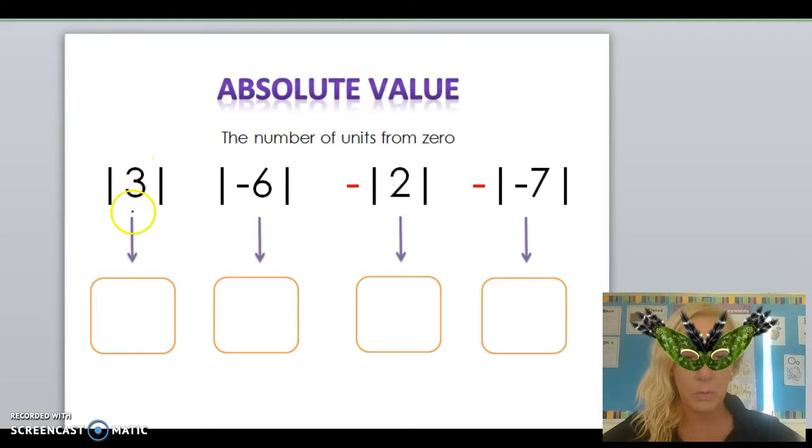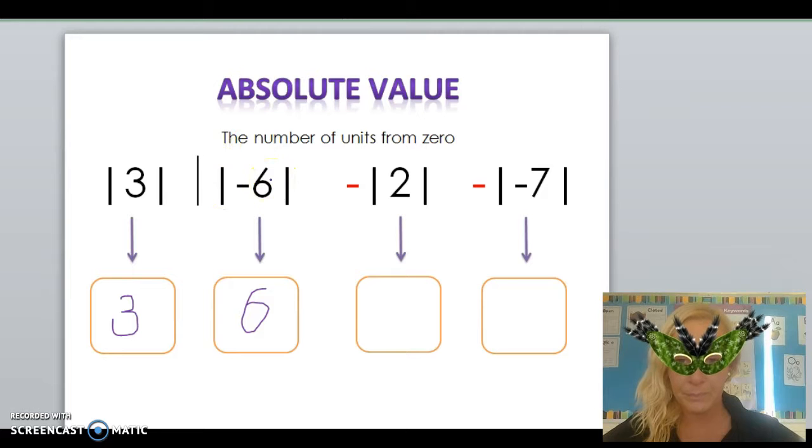The absolute value of 3 is 3. 3 is 3 units away from 0. The absolute value of -6 is 6. Okay, -6 is 6 units away from 0.